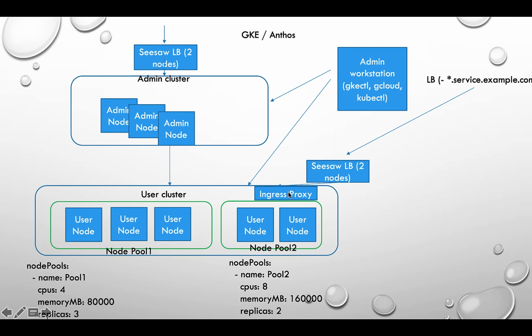And then there is an ingress piece which comes with it, which is actually the Istio gateway, which I've already covered in previous sections.